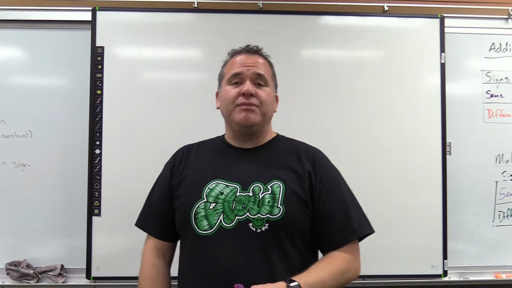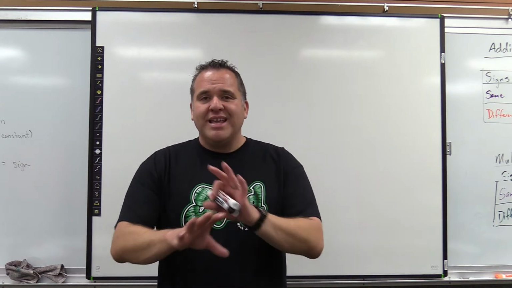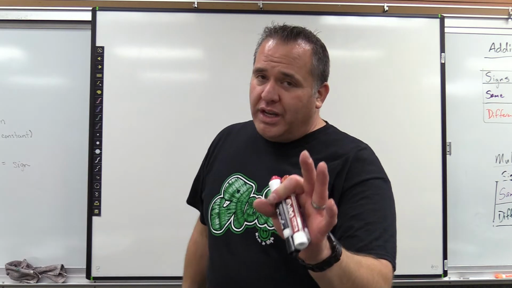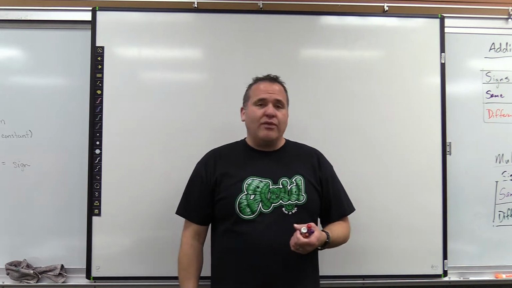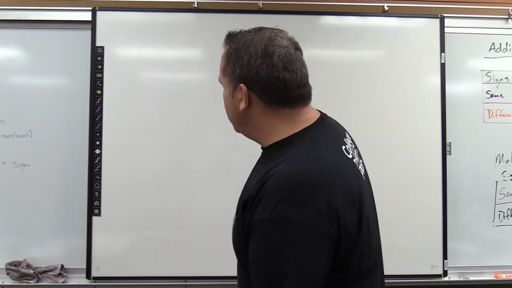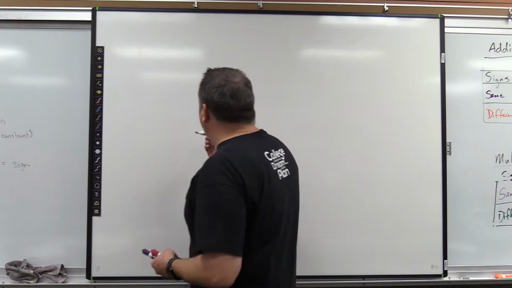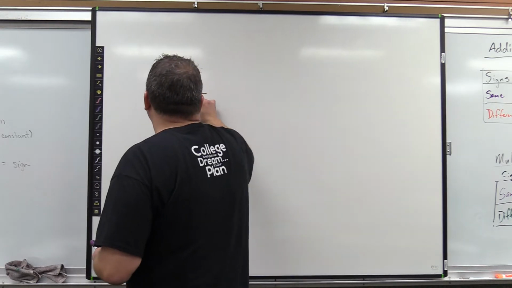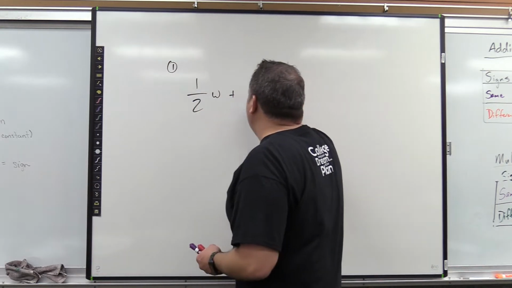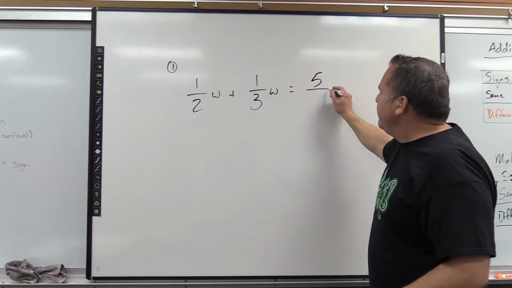The fractions are nice. And I'm going to show you the best way to take those fractions and get rid of them, so that in your equation you won't have to deal with fractions anymore. All right? The first thing I want y'all to do is take a look at number 1. Now look at that. 1 over 2w plus 1 over 3w is all equal to 5 over 3.